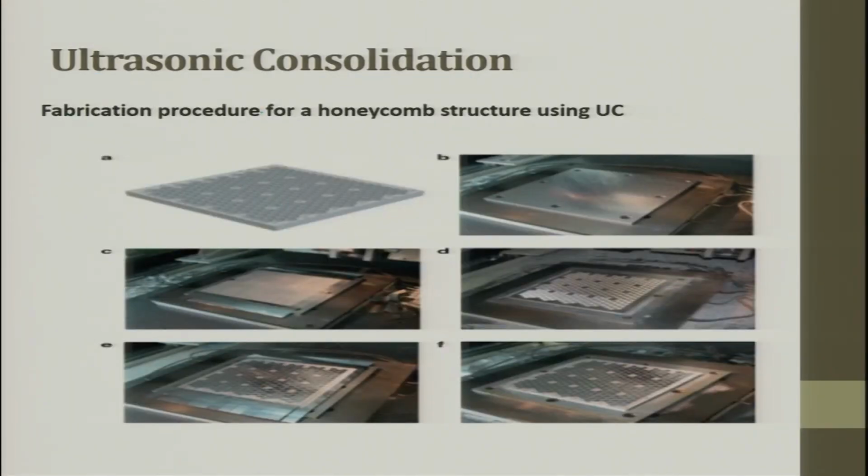So, you have the fabrication procedure for a honeycomb structure using UC. This is B. You keep the other layer, then you see the layer which is placed here, then the honeycomb whatever we have done here, then E and then F. Ultrasonification happens, consolidation happens, and then you get the layer.